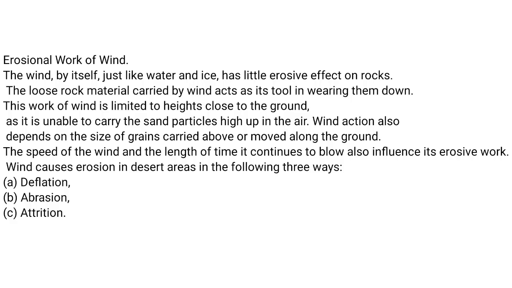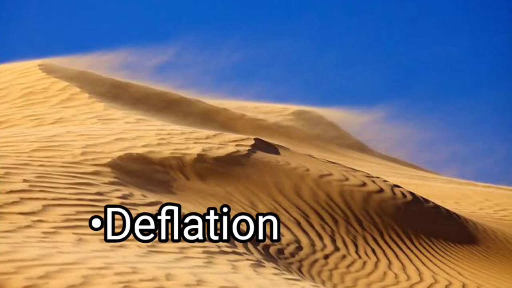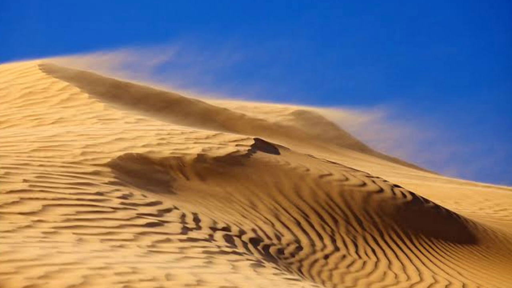Next we have the work of wind in the desert area: the erosional work, as well as the transportation and depositional work done by the wind. First we are going to discuss the erosional work of the wind. Erosion in the desert areas occurs mainly in three different ways: deflation, abrasion, and attrition. Deflation means the loosened particles, broken and disintegrated by weathering, are blown away by the wind.